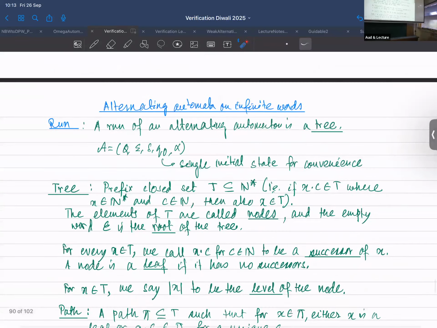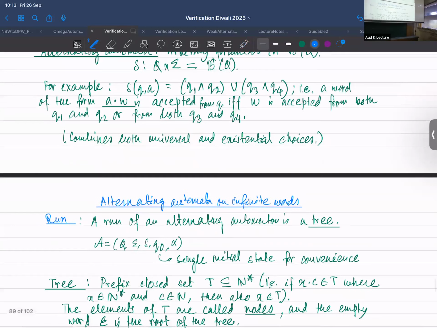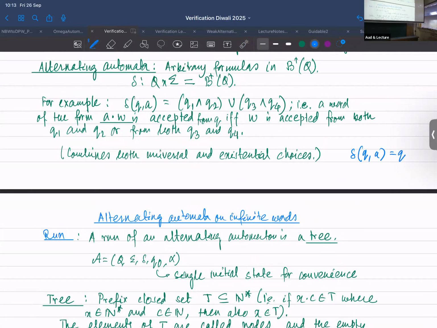Okay. And I said in the beginning that loops are not allowed, right? It can make sense. For example, if I just have a formula of the form delta of Q, A equal to Q, it's also a Boolean formula. So delta of Q, A equal to Q means we look at the remaining word from Q. Or you can say delta of Q, A equal to Q and Q1. Then from Q you have a self loop, as well as you go to some state Q1, so you have to satisfy both of them. So a self loop can certainly be there. It's a valid Boolean formula, so it can be there.